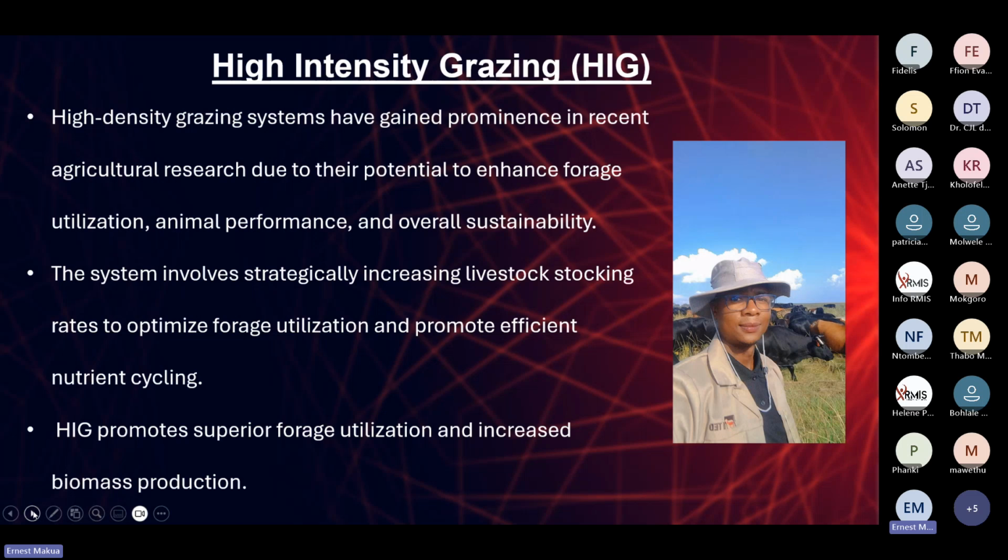So that's where the high intensity grazing system is very key in terms of circularity of nutrients. Because if you implement this system, you are going to have more and more sweet grasses, which will help to maintain the body condition score of your cattle, which in a way will also increase the consumption rate of your cattle. So that is why we say with the high intensity grazing system, you can increase the circularity of nutrients on your farm. The high intensity grazing promotes superior forage utilization and increases biomass production.